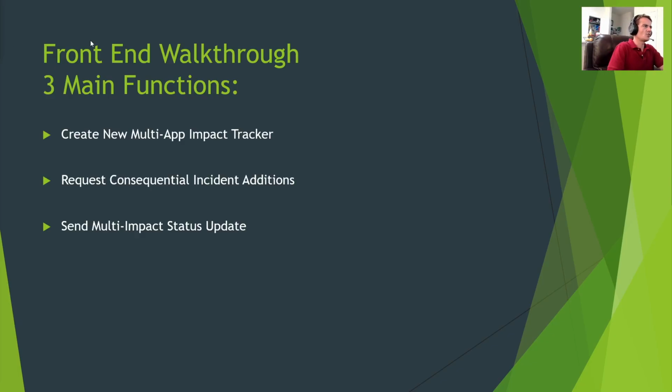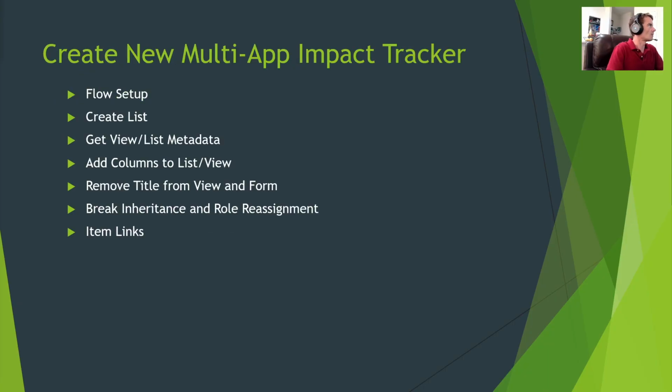Alright, so we have just finished walking through our front end and our three main functions. Just as a reminder, that would be creating a new multi-impact tracker, requesting consequential additions from other app teams that are impacted, and sending multi-impact status updates to the global major incidents channel. Those are our three main functions, and we are going to walk through the back end and see a little bit of what's actually going on to make these things happen.